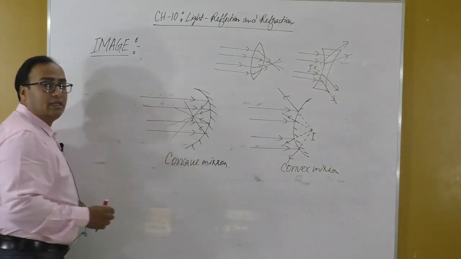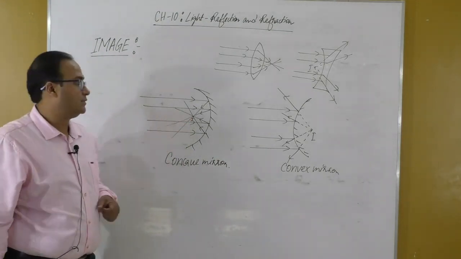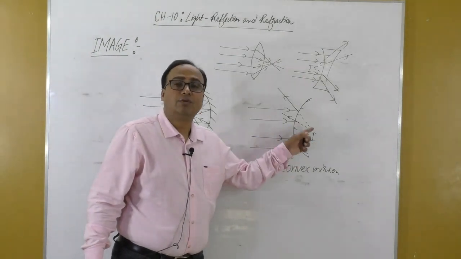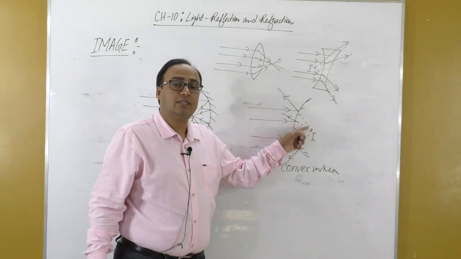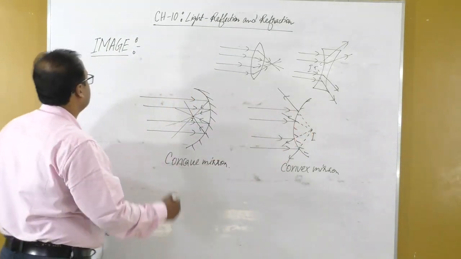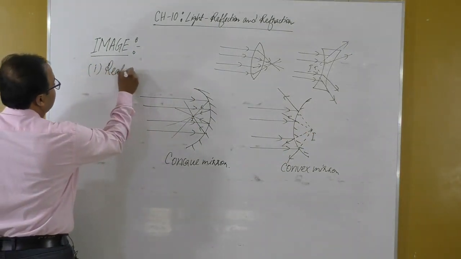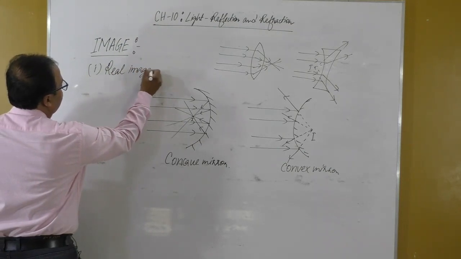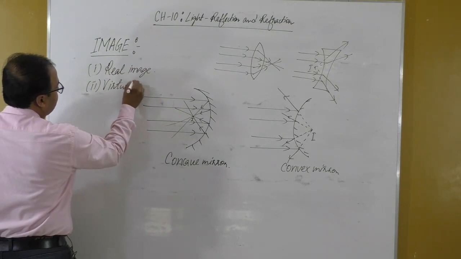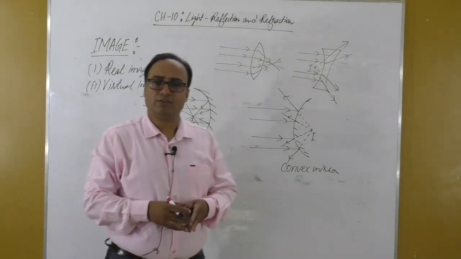Why this one is called real image? Because light rays actually intersect here after reflection. And here virtual image. Why virtual image? Here light rays do not intersect. Actually, there is no actual intersection. The light rays appear to diverge. So if I ask you what are the two types of images, one is real image and the other is virtual image. Real image and virtual image.